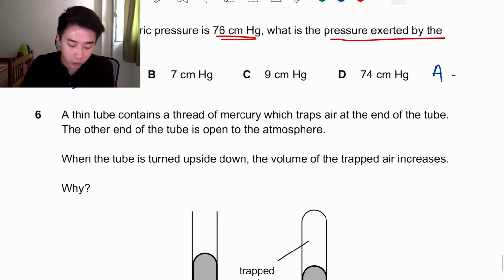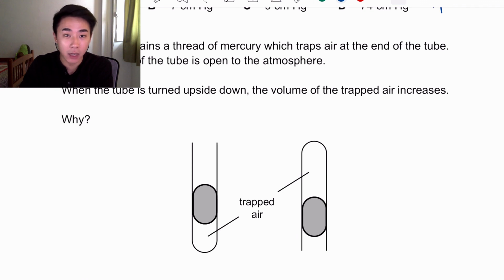Alright, now I want you to try questions 6 and 7 yourself, and these are the harder questions, but I trust that you should be able to do it. Thank you.